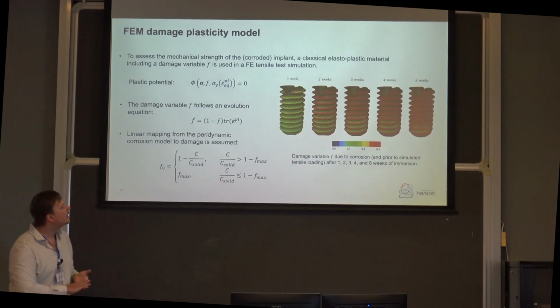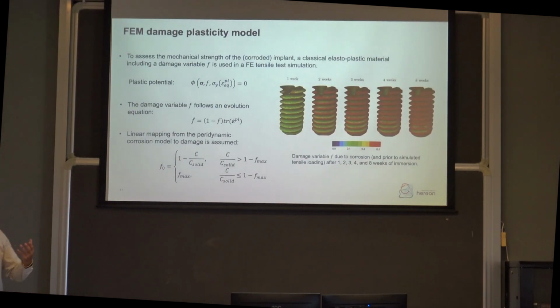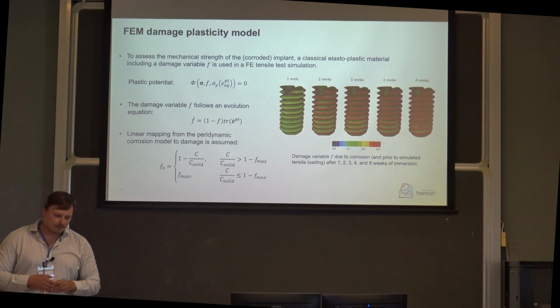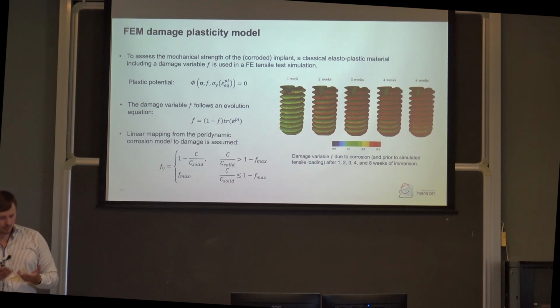Right. In the next step, we proposed a sequential approach in order to do the mechanical analysis, and we have already in our group established finite element methods or tools to do the mechanical analysis for these particular materials. So what we did is at the first step, we projected the damage variable from the peridynamic corrosion onto a finite element damage model, which you can see here over the course of several weeks. We see an increased damage on the surface of the threads of the bone implant screw.